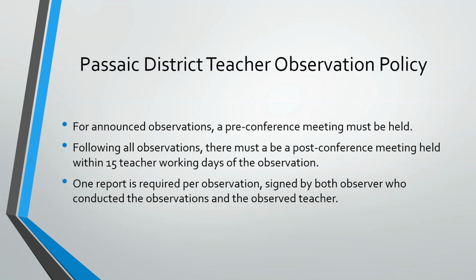Prior to all announced observations, teachers and observers will hold a pre-conference meeting. This will be discussed in detail in later slides. Following all observations, teacher and observer must hold a post-conference meeting within 15 teacher working days. Lastly, one report is required per observation and must be signed by both the observer who conducted the observation and the observed teacher. In some instances, there may be co-observations in which one observer will be the designee to sign the observation report.